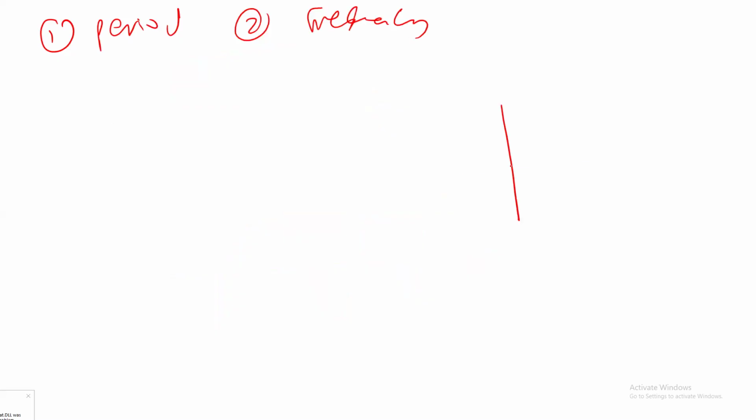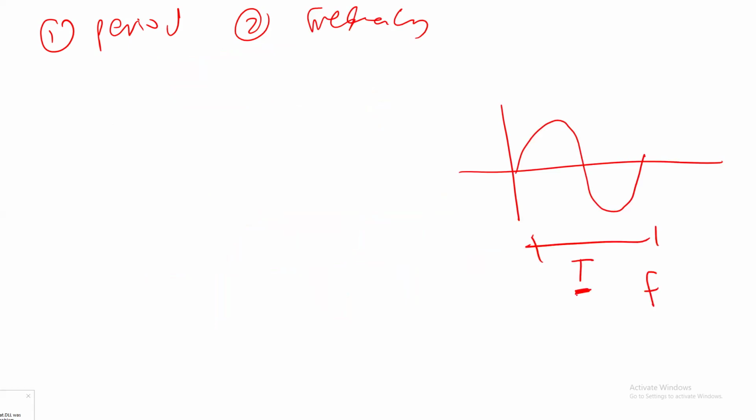Number one, you need to know the period. Number two, you need to know the frequency. The period means if you have a signal like this, and this is the time T, this is the period T, and f should equal 1 over T. The other thing you need to know is Vm or Vp, the peak value or maximum value. This is Vm.